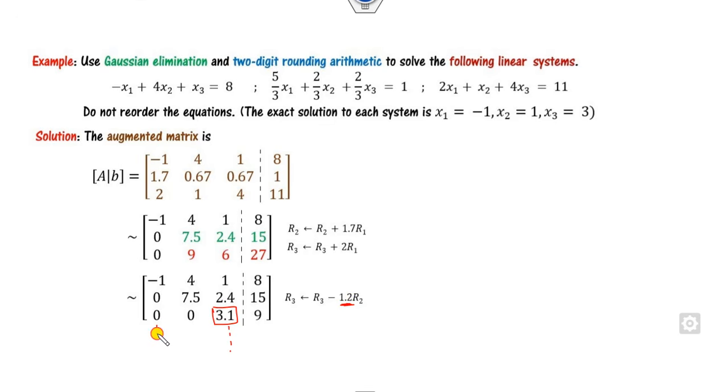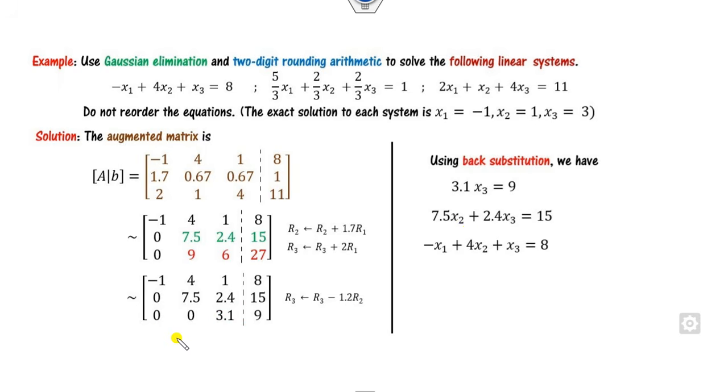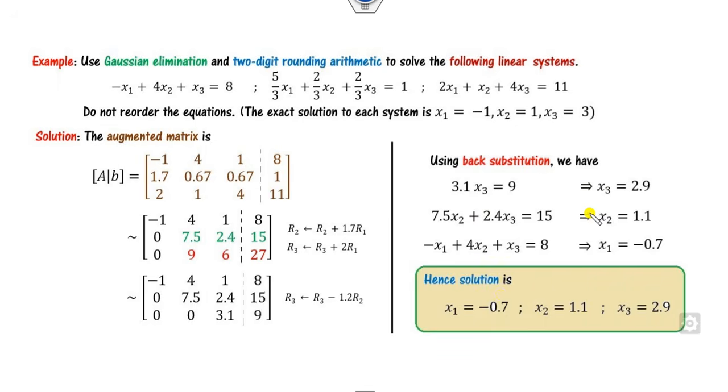So now you can write this column as x1, x2 and x3. From here you will get x3. Substitute this value here, you will get x2 and so on. So you can see the solution will be here. You can see it is far away from the exact solution. The reason is rounding. So it means it contains some errors due to rounding.